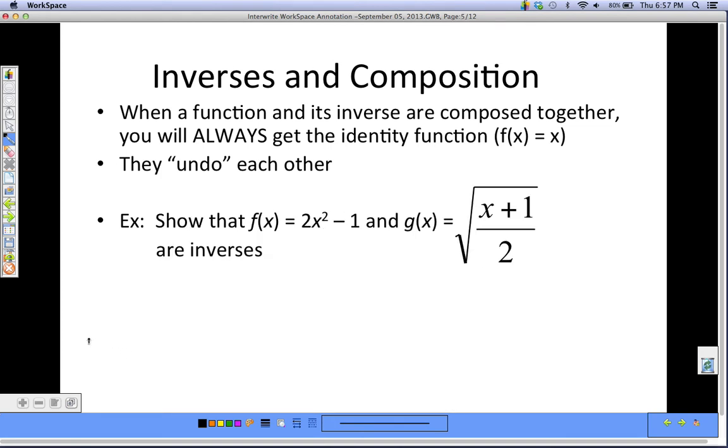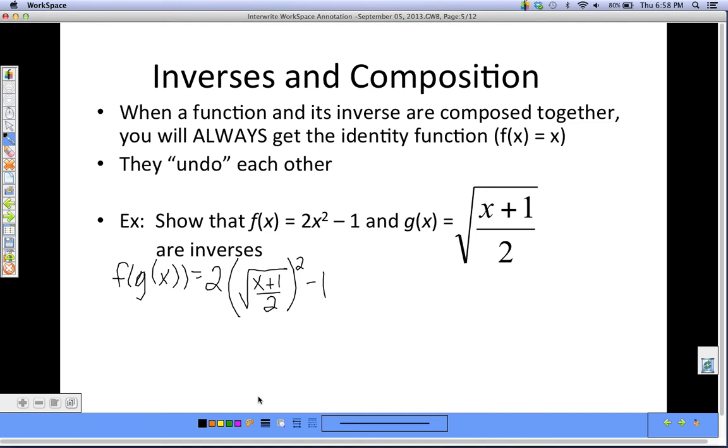All right, let's step it up a little bit. Let's verify that these two, f of x equals 2x squared minus 1, and g of x, which is equal to the square root of x plus 1 all over 2. So once again, we need to start with f of x, and we need to put g of x in it. Okay, so we put our 2. Now we have our x, so we have to put our parenthesis. We have the square root of x plus 1 over 2, square that, minus 1.